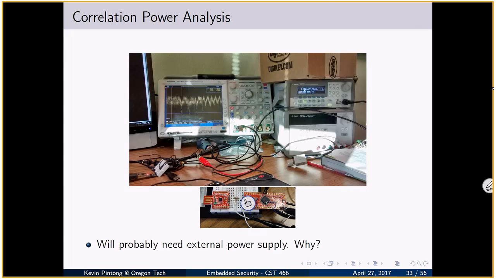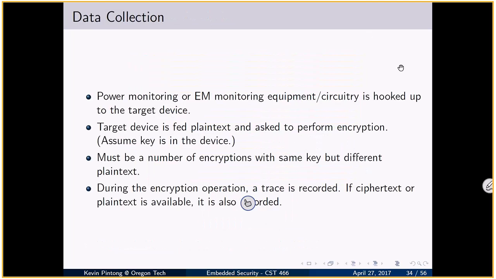So here's a setup on my desk where I did this. We'll need an external power supply over here because of the noise issue. If you were to connect this USB device directly, you'd be in a situation with too much noise, and you'd even get a lower correlation coefficient.